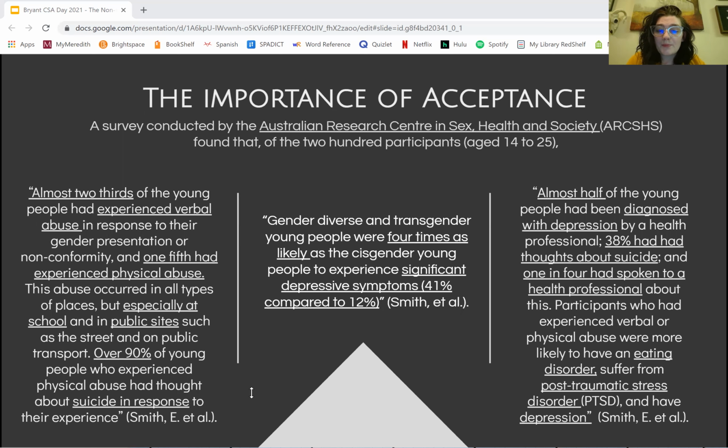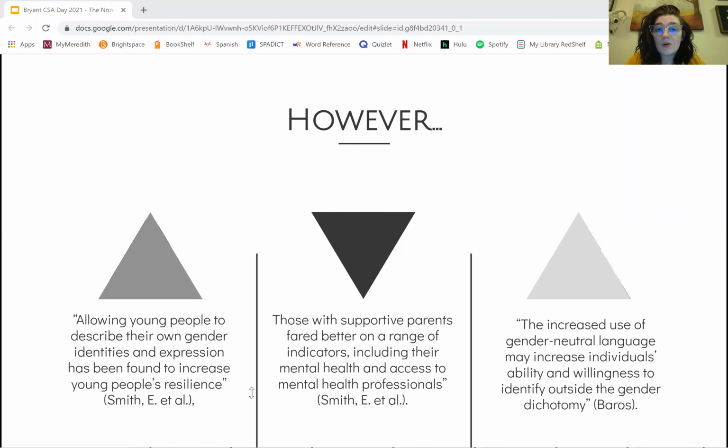Additionally, gender diverse people are 4 times as likely to have depression and are more likely to have an eating disorder or PTSD following the abuse. In contrast, when gender nonconforming people are allowed to express themselves, they are more resilient. When parents are supportive, transgender people fare better and have more access to mental health professionals. With increased support of gender neutral language, those that would have never been able to live as themselves in the past may feel more able or may be more willing to live as themselves.